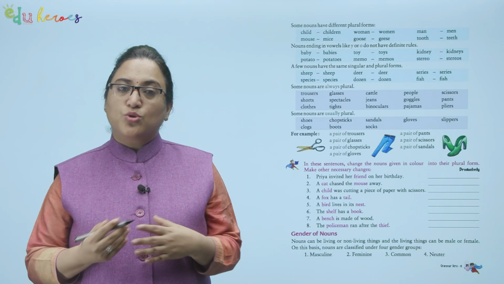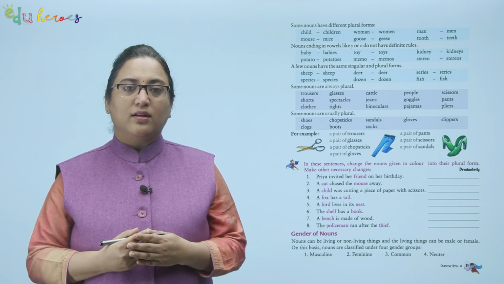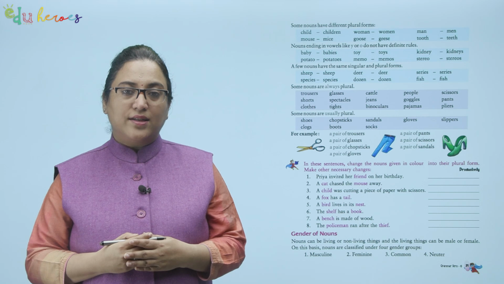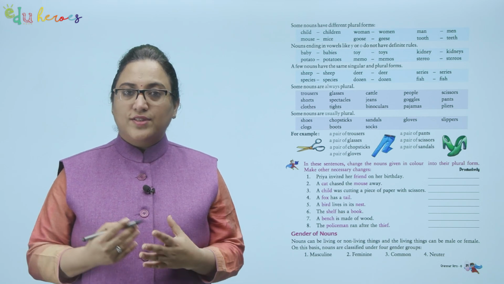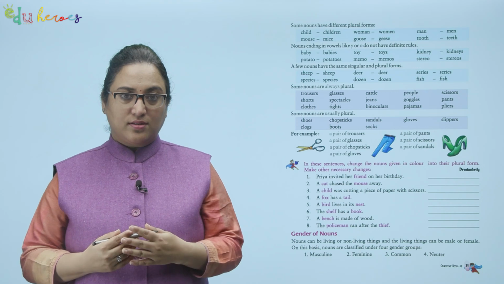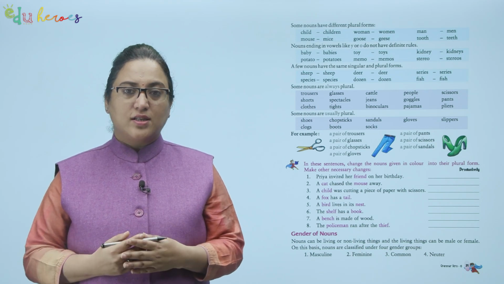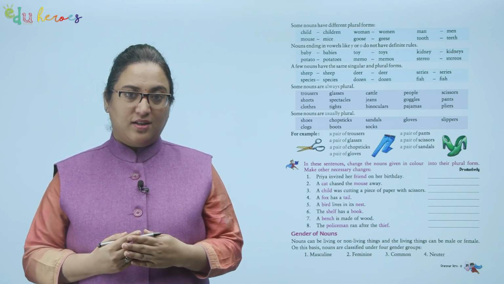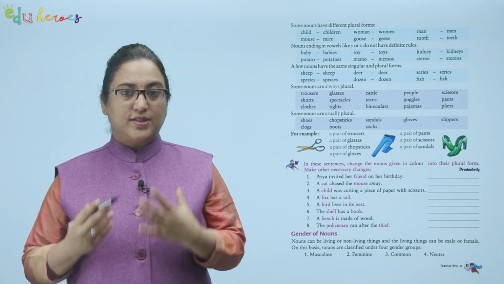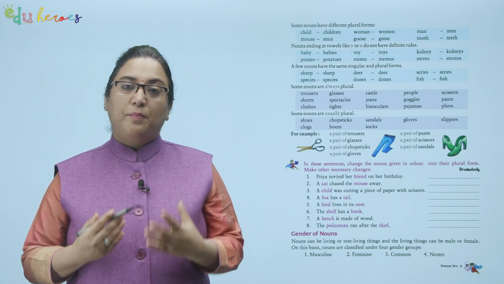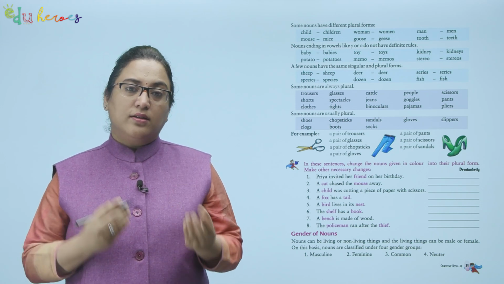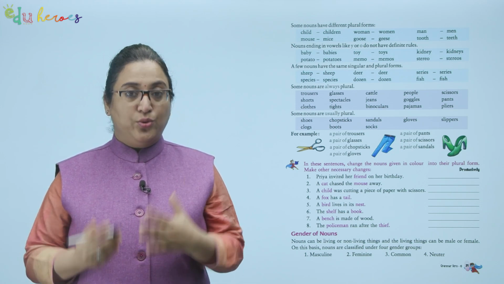Some nouns are usually plural, like shoes, clogs, chopsticks, boots, sandals, socks, gloves and slippers. For example, a pair of trousers, a pair of glasses, a pair of chopsticks, a pair of gloves, a pair of pants, a pair of scissors and a pair of sandals. So this is the way these plurals are written and used.